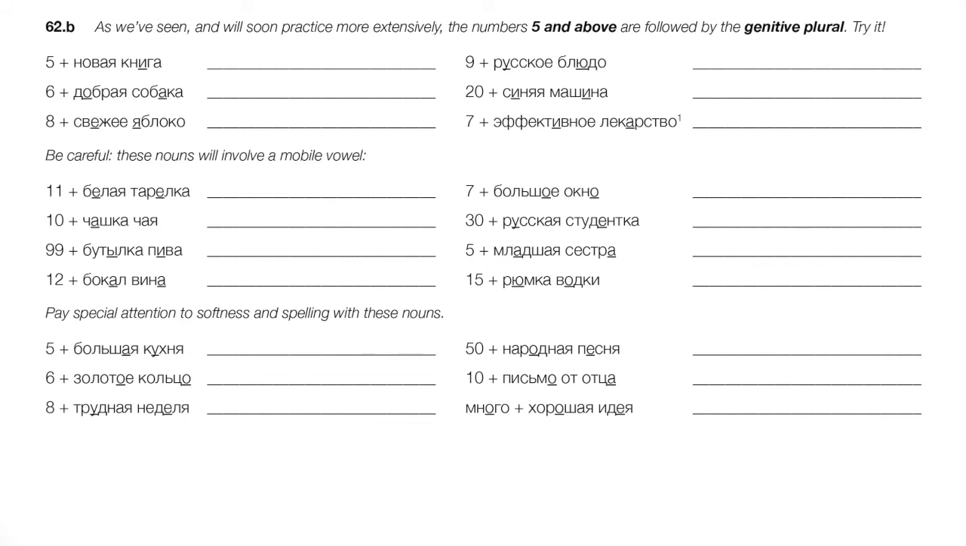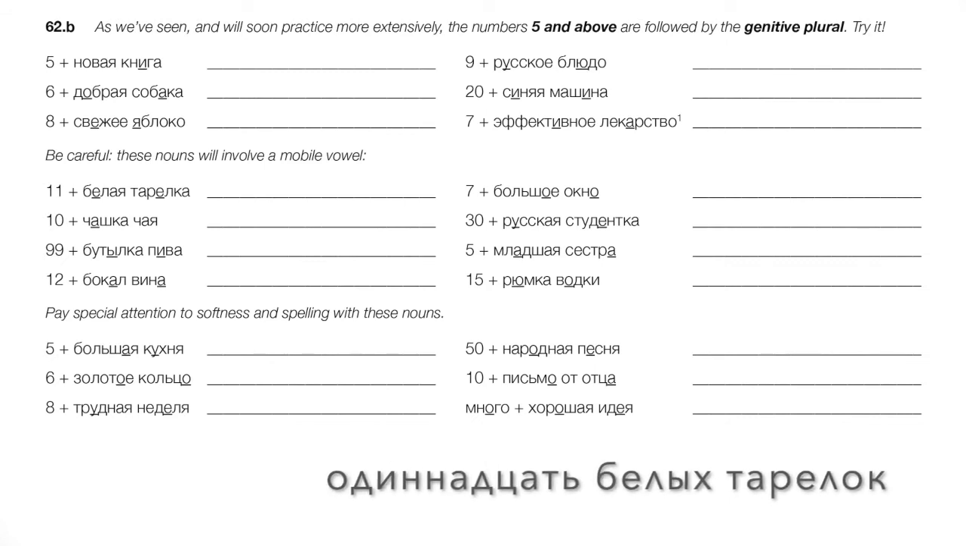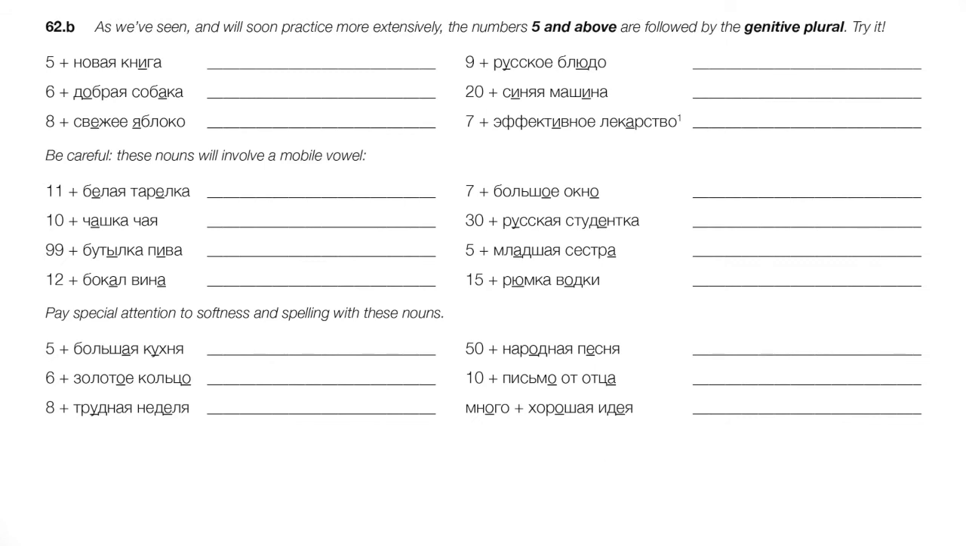Now here are some that do have a mobile vowel. So 11 white plates, 11 белых тарелок. Okay, so zero ending, тарелк, but then we split up the LK cluster with the mobile vowel, тарелок. 10 cups of tea, 10 чашек чая. There we write е not о, because of the spelling rule. We can't have an unstressed o after sh.